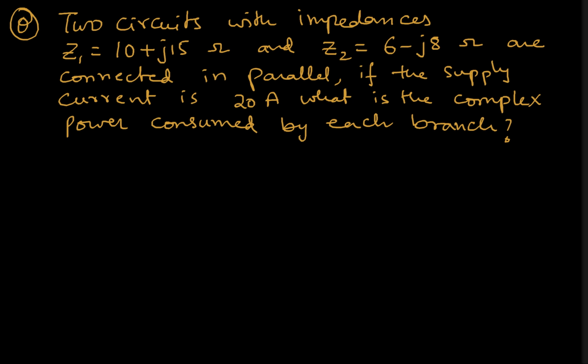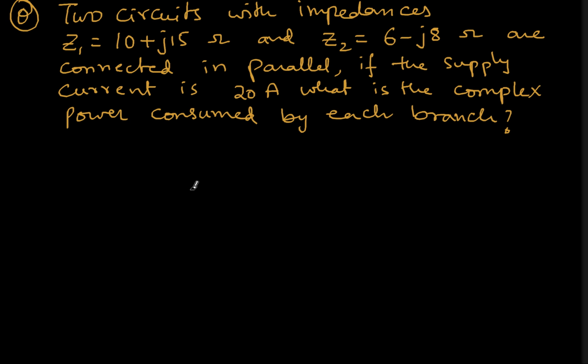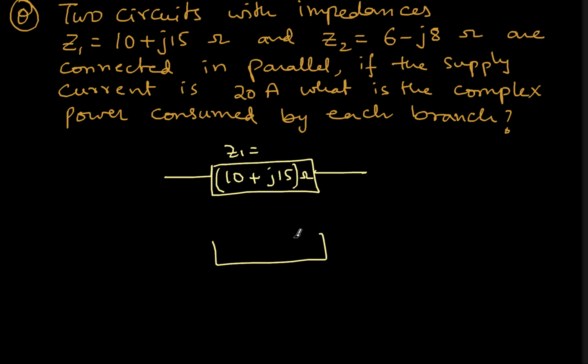So let's see how to solve this. It helps if you draw the circuit diagram. So the circuit diagram is like this. This one is an impedance 10 plus J15 ohms. This is Z1. And another impedance, that is Z2, is 6 minus J8. Again, this is in ohms.